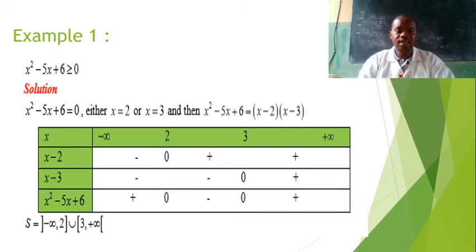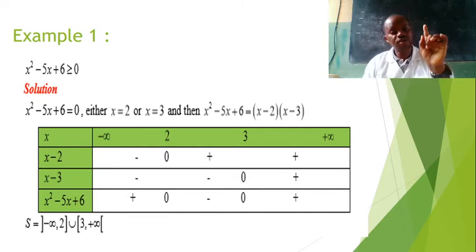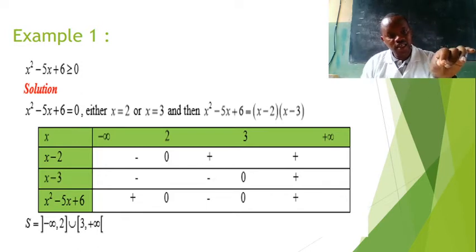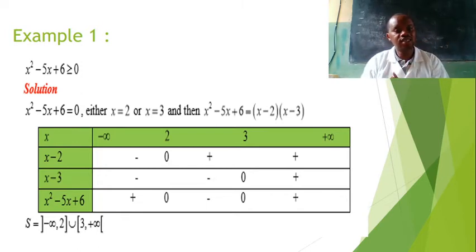And in this case, when we are writing the solution set, minus infinity and positive infinity are always not included in the solution set, because remember that they are not real numbers. And because in the question we were given x square minus 5x plus 6 greater than or equal, this "or equal" means that those real numbers 2 and 3 will be included in the solution set. Be attentive.